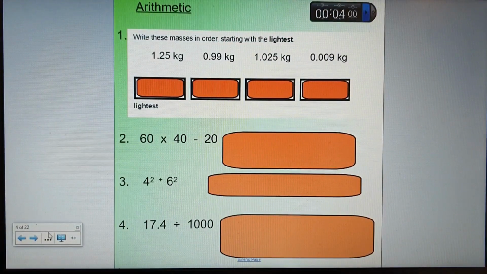So we're going to start off our lesson with some arithmetic. Now I've got a 4-minute timer up here, but what I'd like you to do is to pause your video and see if you can find your own timer and give yourself 4 minutes to have a go at these four questions, and then we'll go through the answers after. So pause your video now.